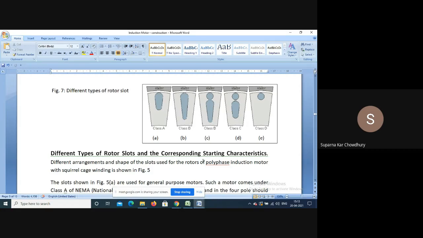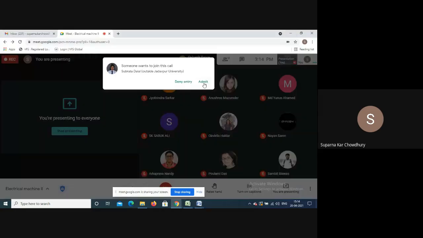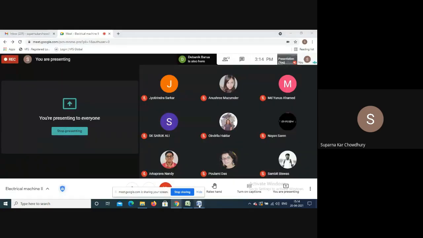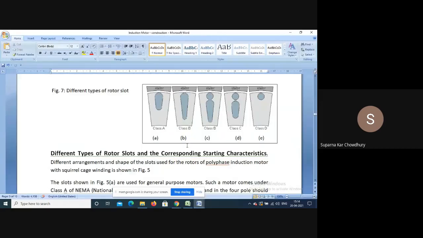A squirrel cage induction motor, on the other hand, does not have any moving contact, so it is very rugged and requires very little maintenance. However, we cannot change the rotor circuit resistance because we cannot insert resistance in the rotor circuit. It is a short circuit, an enclosed cage circuit.